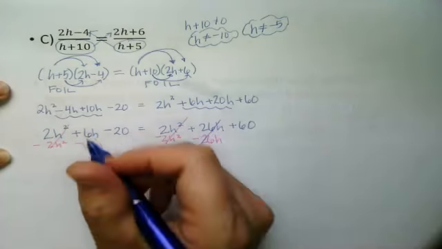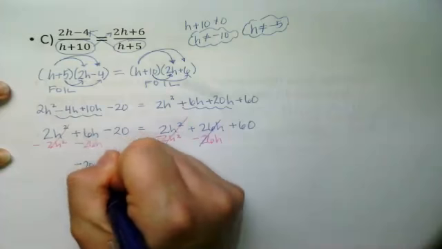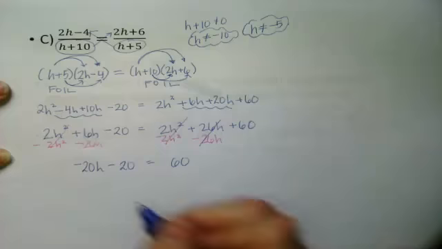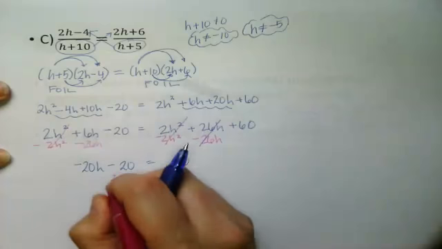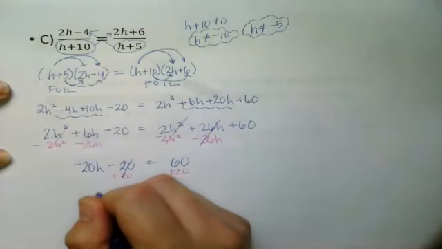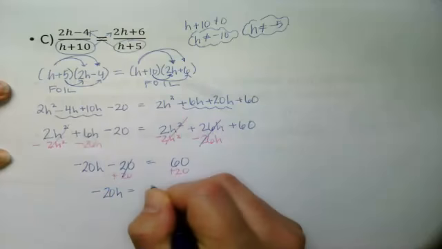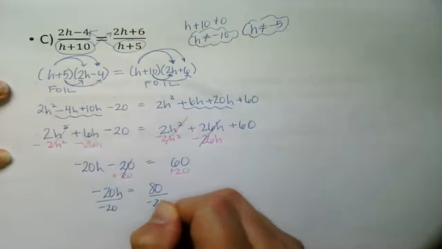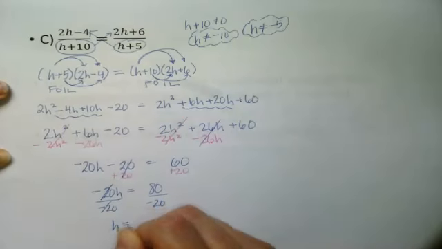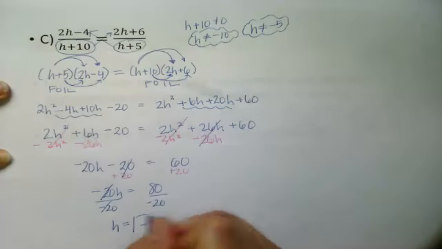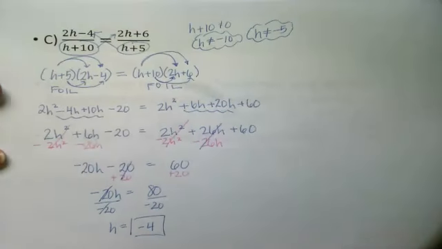Negative 26 plus 6 would be negative 20 h's. Minus 20 equals a 60 left over here. And I'm going to go ahead and add 20 to the right-hand side. That's 80. And I can divide both sides by negative 20. So we get h equals negative 4. And it's not either one of these excluded answers. So there's just one answer, and that's all I have to put in.